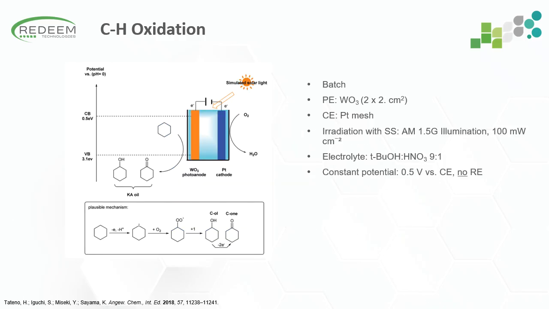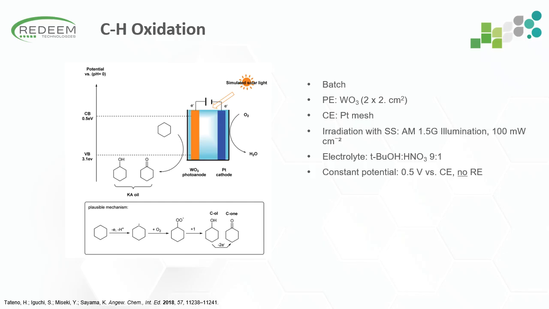Our next example again demonstrates a selective C-H oxidation, this time using a tungsten-based photoanode to convert cyclohexane into the industrially relevant KA oil mixture. And like the previous study, this is performed in a batch PEC cell with the photoanode, a platinum mesh cathode, and solar simulator. And the electrolyte system is based on a tert-butanol and nitric acid mixture.